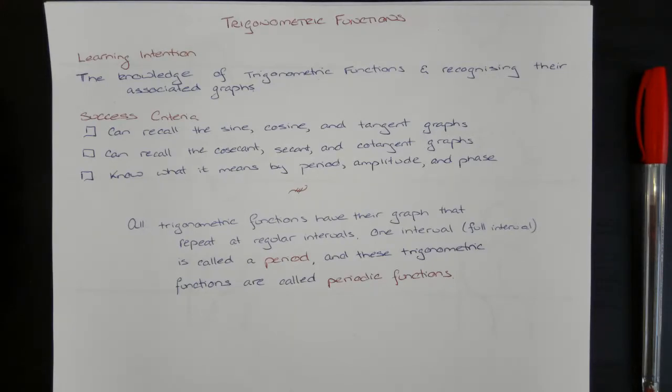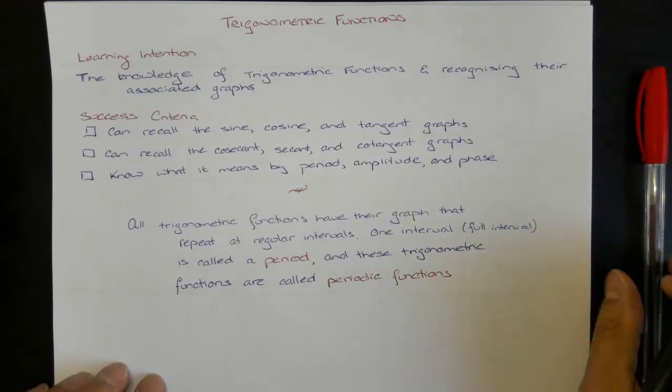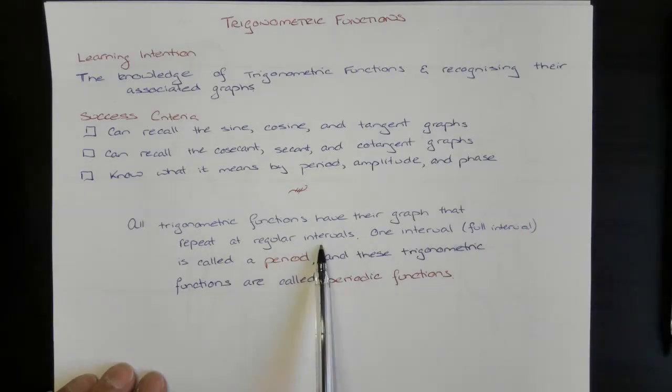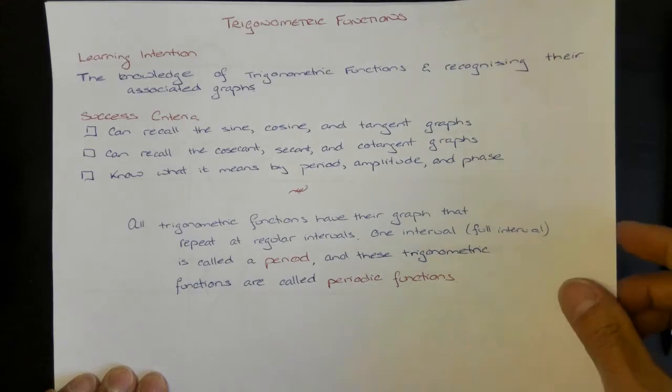We would be successful if we know what is meant by the period, the amplitude and the phase of these graphs. To start with, all trigonometric functions have graphs that repeat at regular intervals. One full cycle, one full interval, is called a period, and these trigonometric functions are called periodic functions.